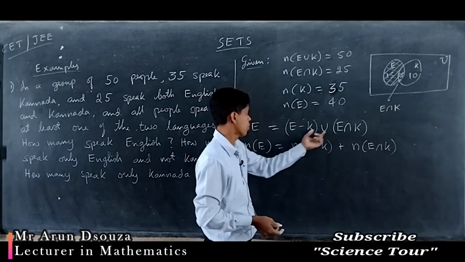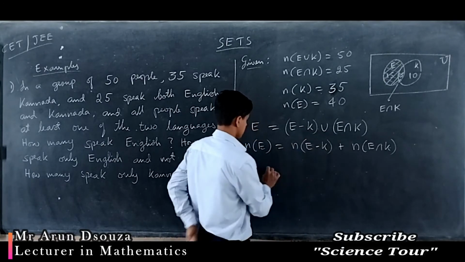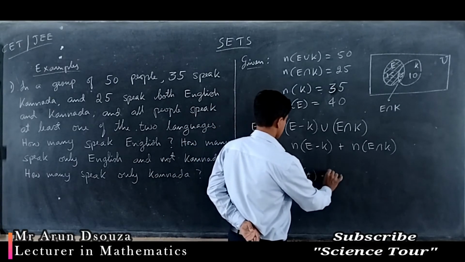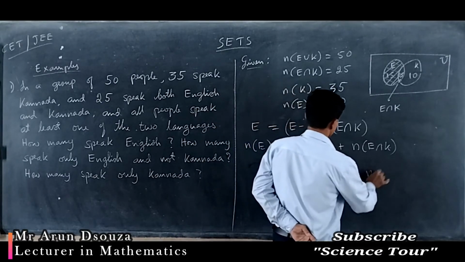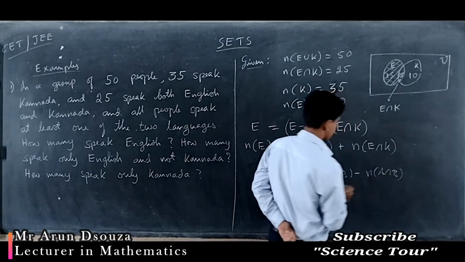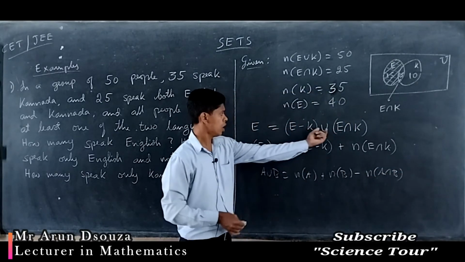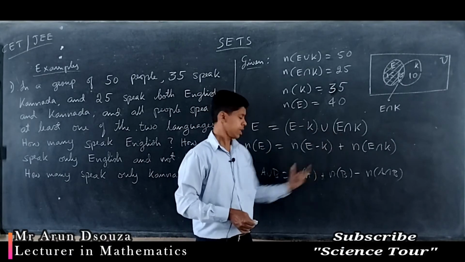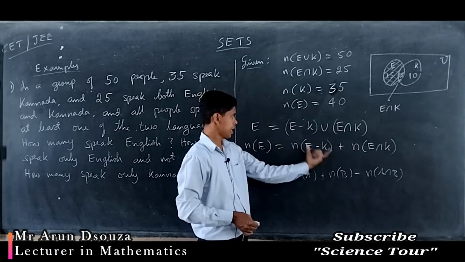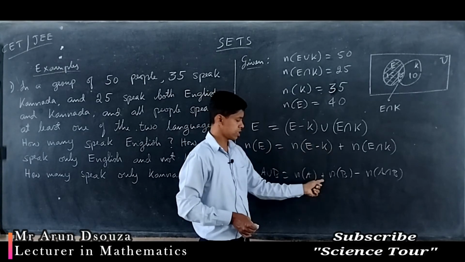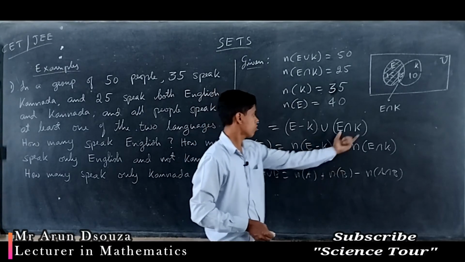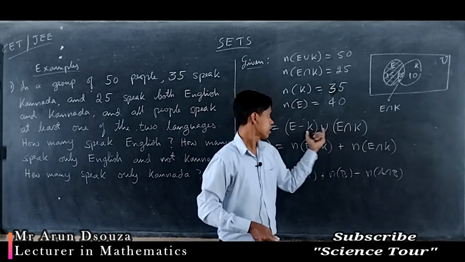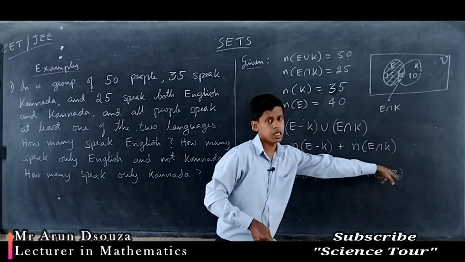See, what is the union formula? If you have A union B, you will write N of A plus N of B minus N of A intersection B, correct? Now you have a union here, so this is like A and this is like B. So I have written N of A plus N of B. I am not writing minus N of E minus K intersection E intersection K. Why?